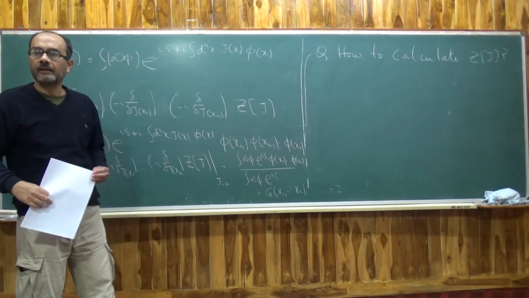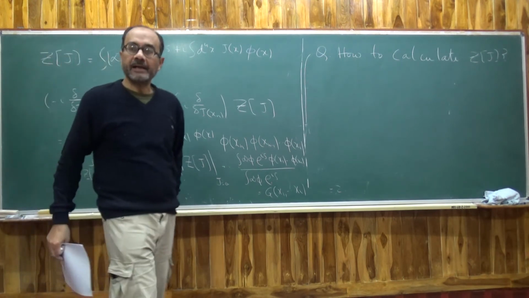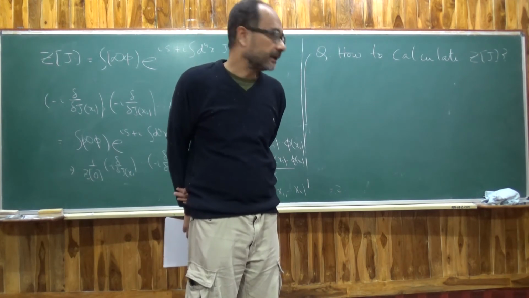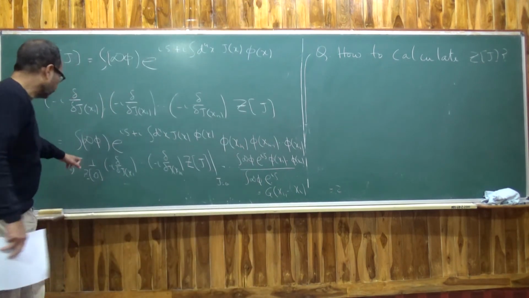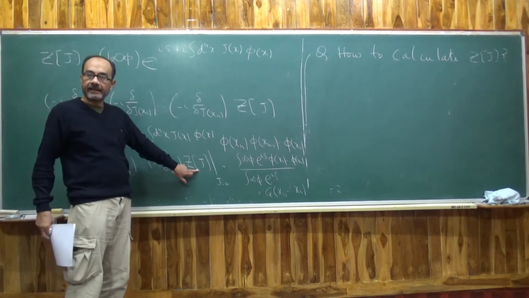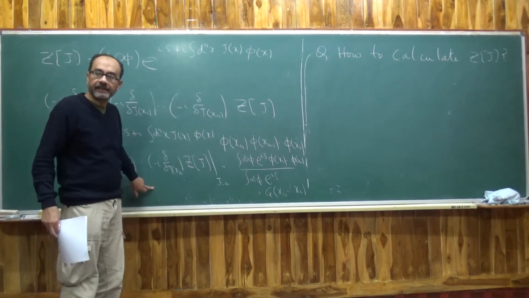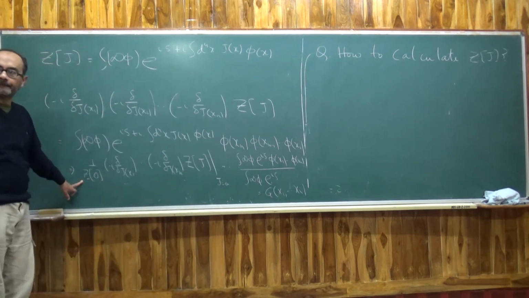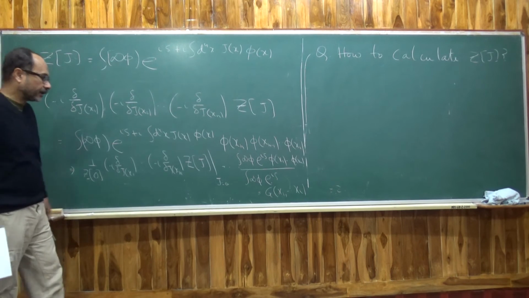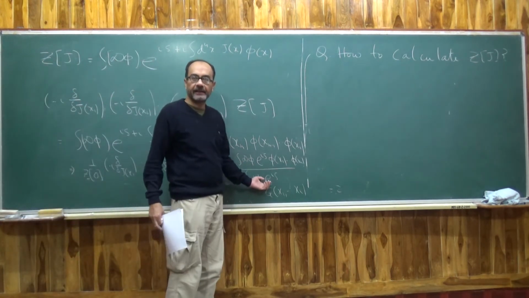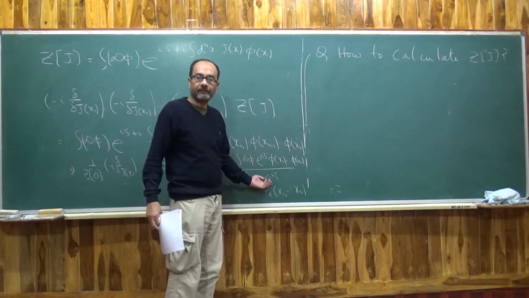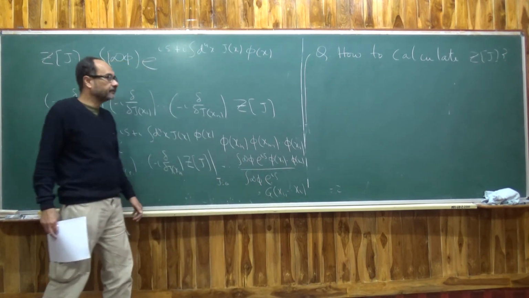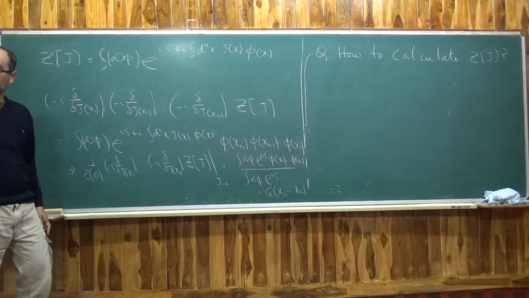No, Z, not Z of 0. You have to differentiate Z of J n times, then set J equal to 0, and then divide by Z of 0. Yes, you have to divide by Z of 0 because otherwise you will not get this term in the denominator. We need this in the denominator. For that you have to divide by Z of 0. Is this okay?